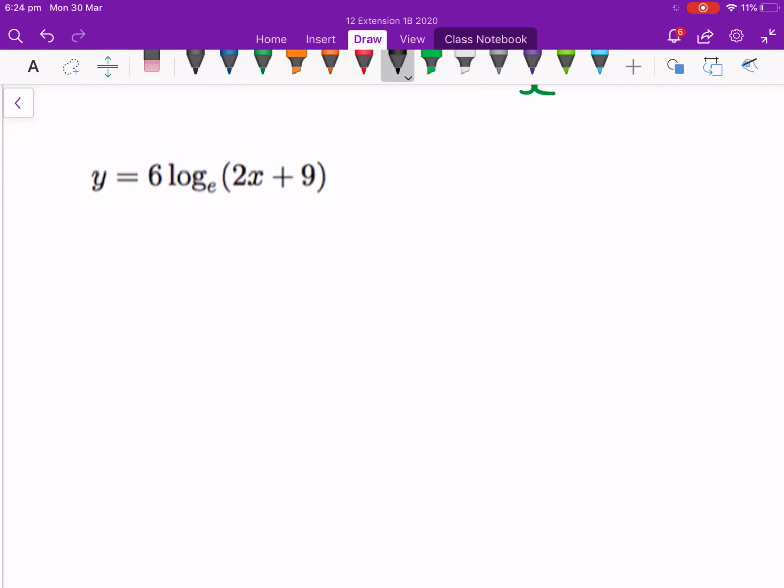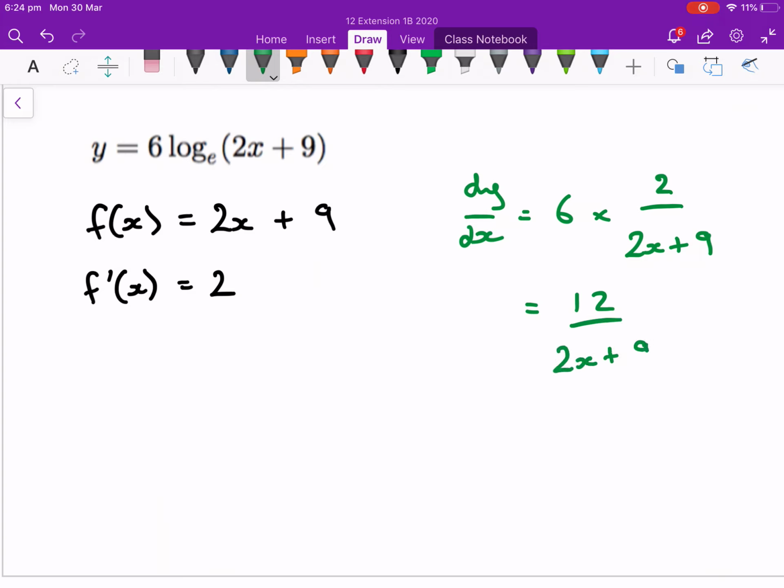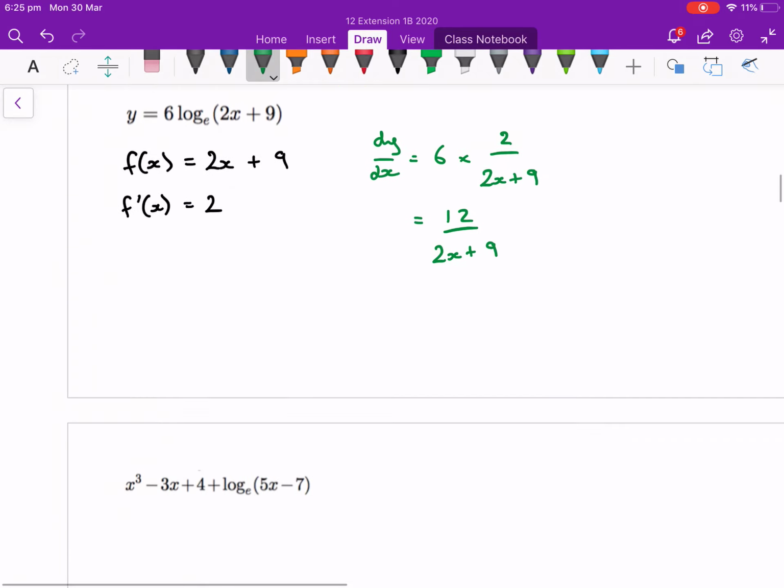Similar example here. Again, the 6 does not affect the function. F of x equals 2x plus 9. Therefore, f dash of x equals 2. Therefore, we end up with dy on dx equals 6 lots of the differential of 2x plus 9, which is 2, over f of x, which equals 2x plus 9. If we simplify this, we get 12 on 2x plus 9 as our derivative. We can't simplify that. There are no common factors between those terms.